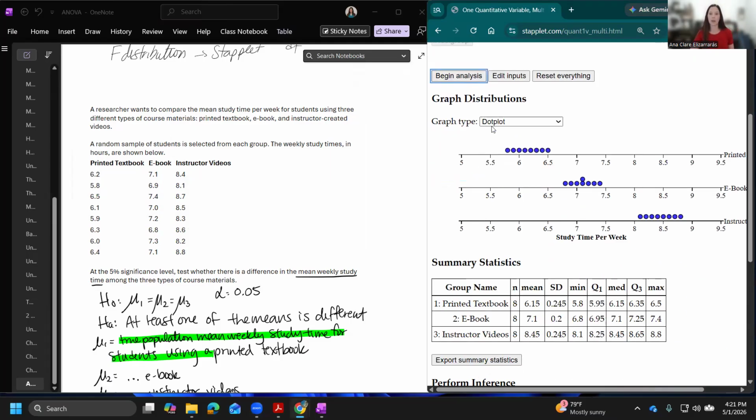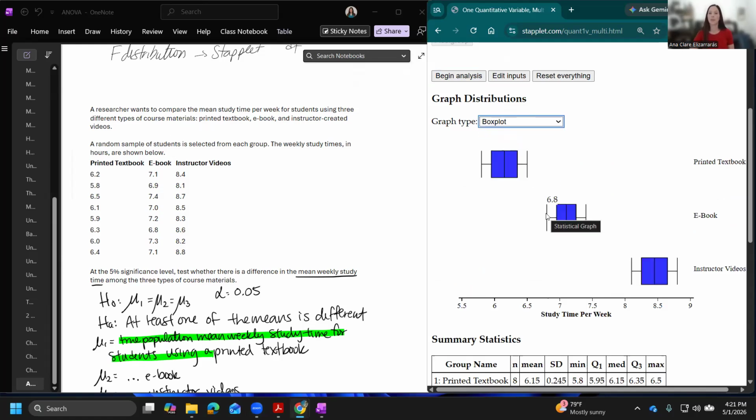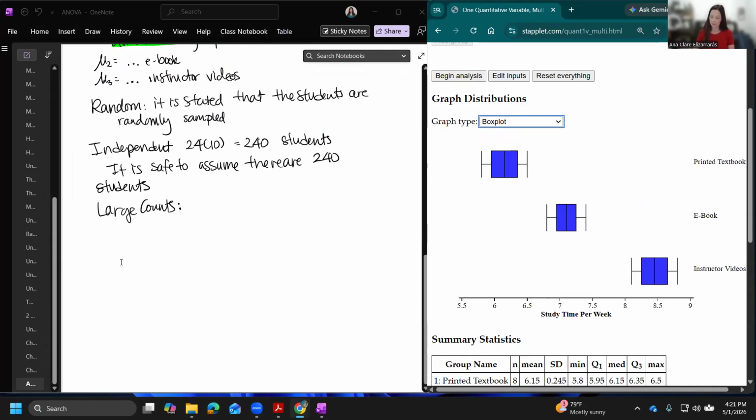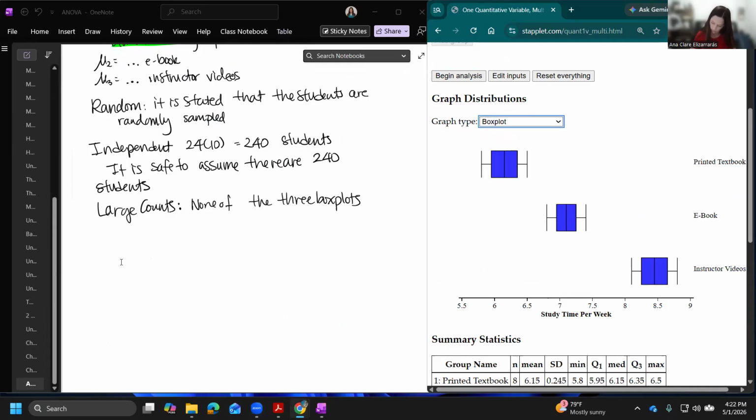And if we look at our dot plots, we don't really see any outliers or skewness. Let's look at our box plots. They look really good. So what I'm going to say for the large counts on the left is that none of the 3 box plots show any strong skewness or outliers. Which means we're good to go for that.